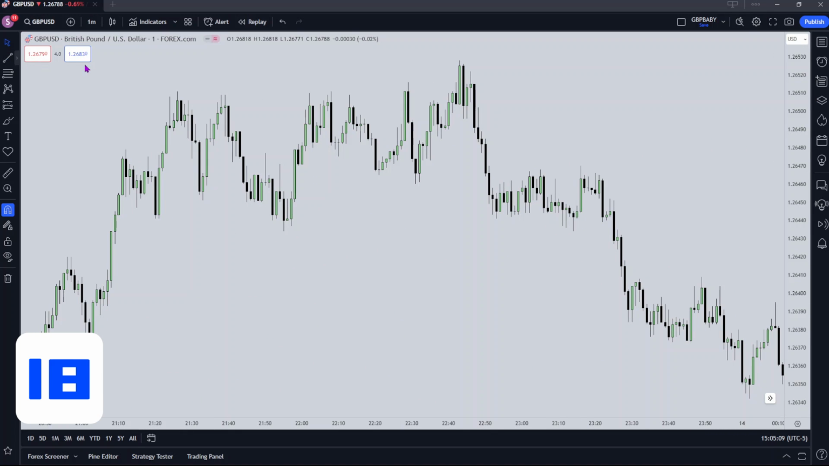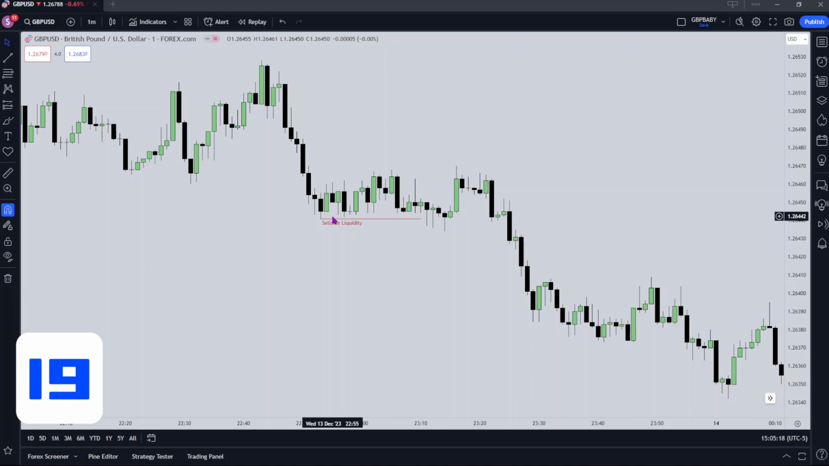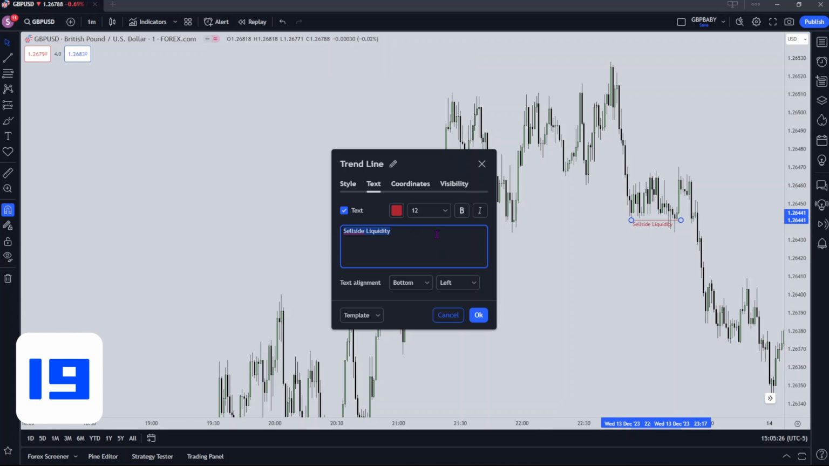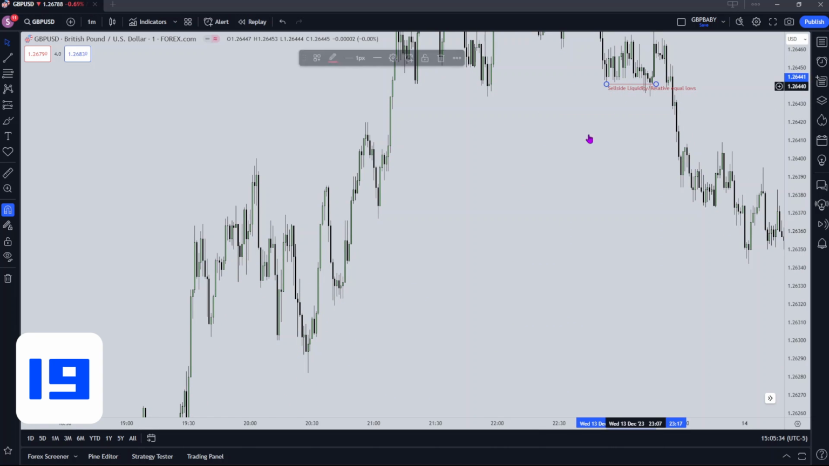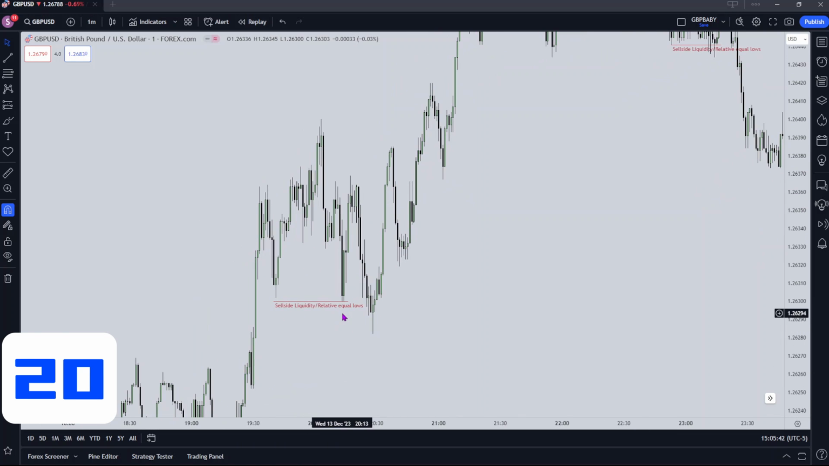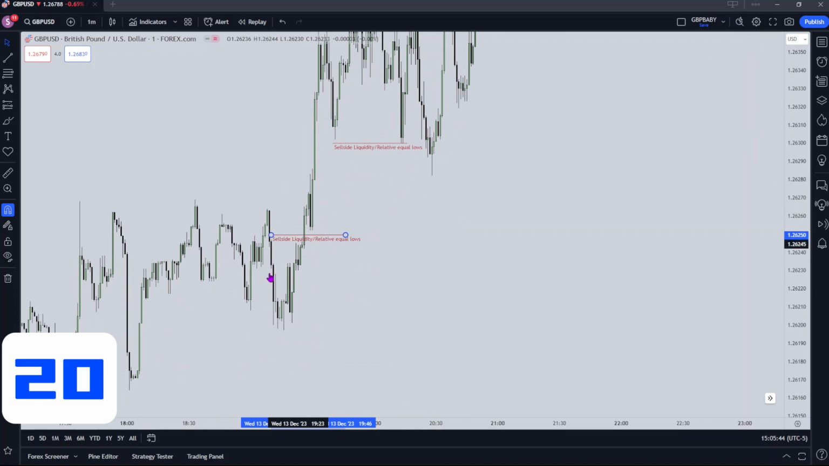Here. These lows, all these wicks along here, relative equal lows. Below here as well. These two, 1, 2. Clearly here, they're all the same level.